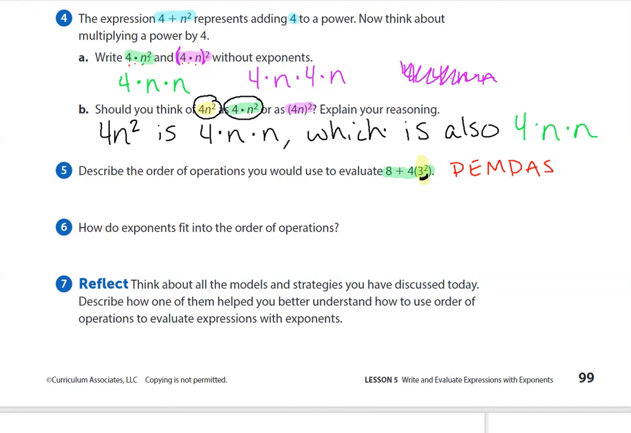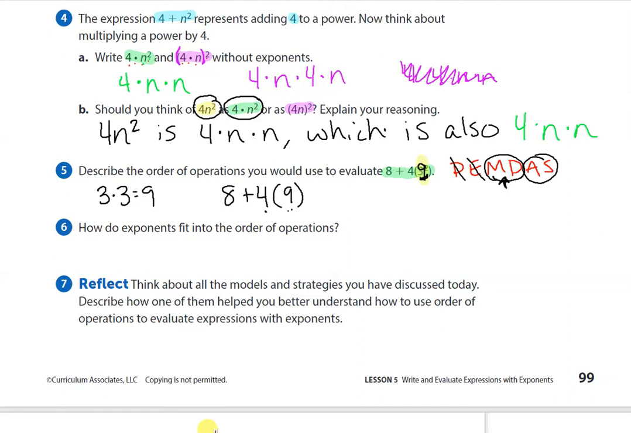Okay, so 3 squared, which is 3 times 3, 3 to the power of 2. So 3 times 3 equals 9. So this is actually 9. So now we've got 8 plus 4 times 9. Okay, so we did what's in the parentheses, which was the exponent. Now, what do we do first? The multiplication, division, or the addition, subtraction? I'll give you a hint. It's the thing that comes first in PEMDAS. So we're going to do the multiplication first, the 4 times the 9.